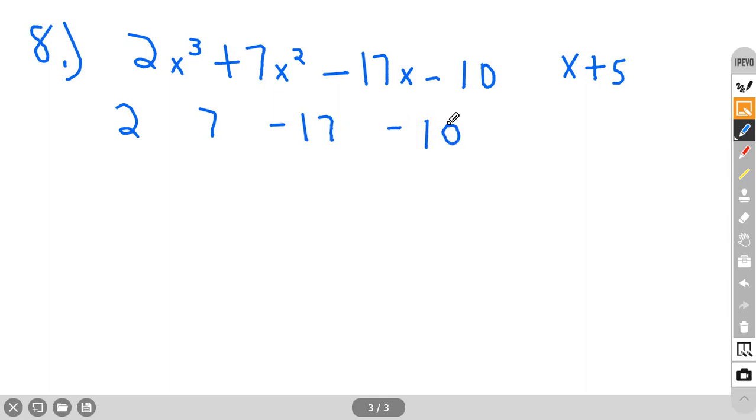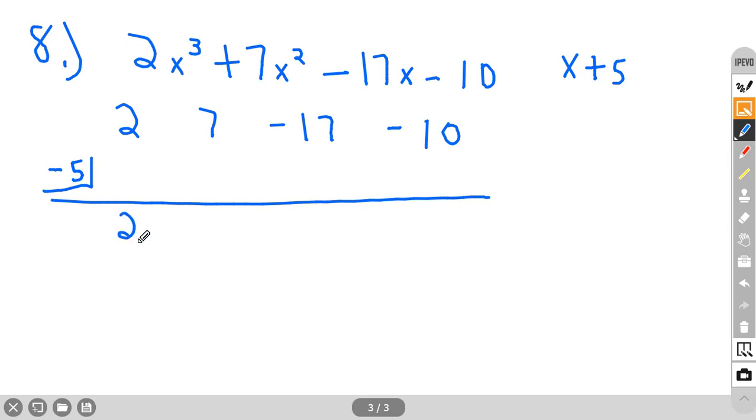And now we're going to go ahead and take out the x plus 5 factor. So that's going to give us a negative 5 that we're going to take out of our equation. So again, using your synthetic division, you bring down the 2. Negative 5 times 2 is negative 10. 7 plus negative 10 is going to be negative 3. Negative 5 times negative 3 is going to be positive 15. Negative 17 plus 15 is going to be negative 2. Negative 5 times negative 2 is going to be positive 10. And you end up with a remainder of 0. Now when I get that remainder of 0, that's how I know that I did this problem correctly.